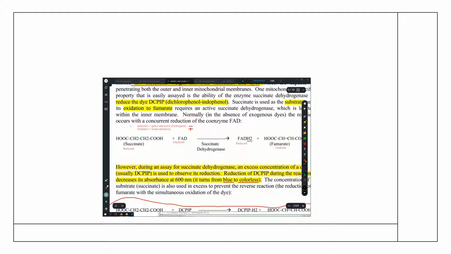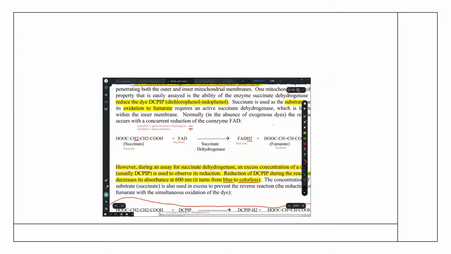If we look at succinate, HOOC, over here on fumarate we have HOOC, nothing's changed. But over here on succinate we have CH2, so there are two hydrogens, which means that there are two electrons.